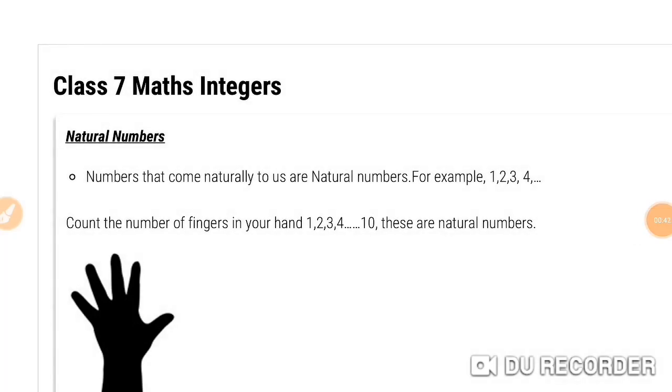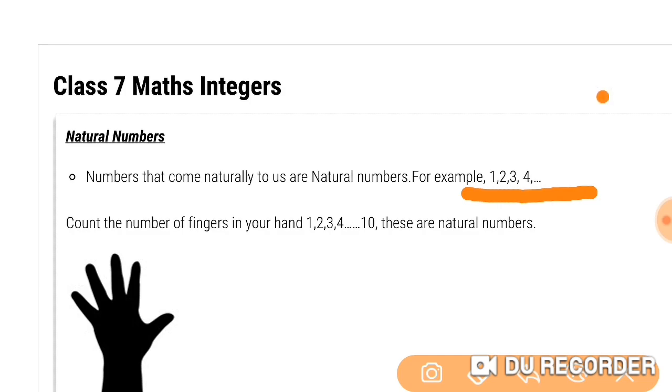In all these operations we use one type of number, those are natural numbers in the primary school. Then what are the natural numbers? Numbers that come naturally to use are natural numbers. For example, 1, 2, 3 and so on. Count the number of fingers in your hand: 1, 2, 3, 4, 5, 6, 7, 8, 9, 10. Not only till 10. These are the natural numbers we will call. So infinitely we can count natural numbers.